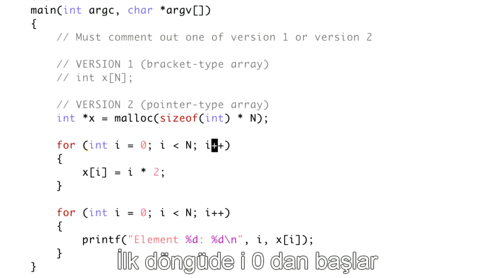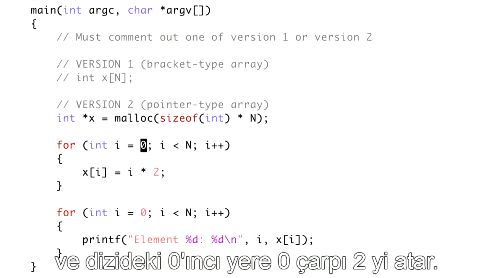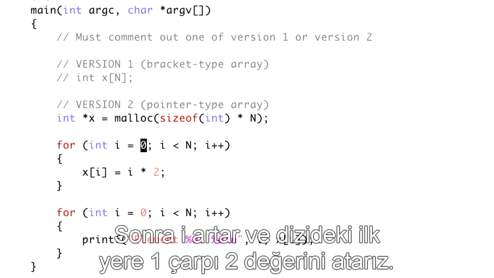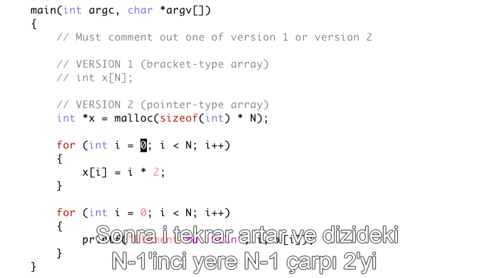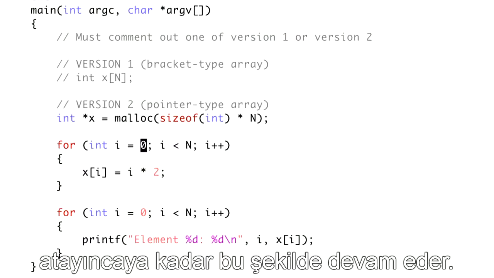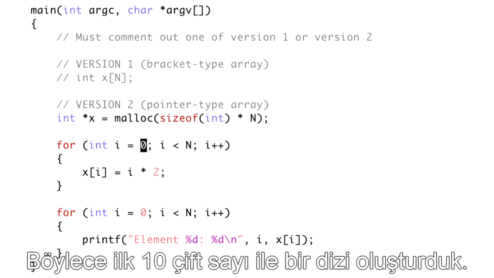In the first for loop, i starts at 0, and so we'll assign to the 0th spot in the array the value 0 times 2. Then i increments, and we assign to the first spot in the array the value 1 times 2. Then i increments again, and so on up until we assign to position n-1 in the array the value n-1 times 2. So we've created an array with the first 10 even numbers.